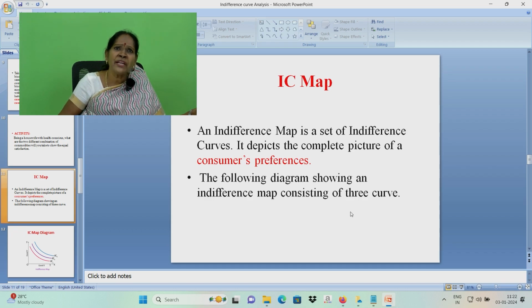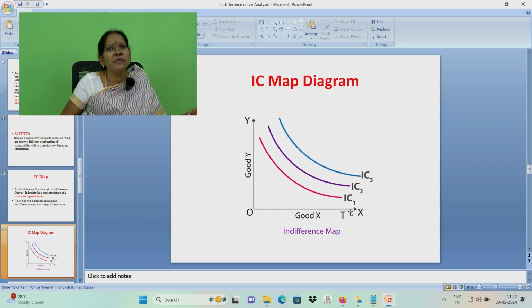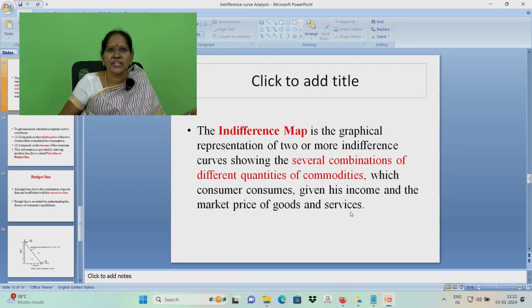What do you mean by an indifference map then? It's nothing but when we have so many curves plotted, that is called an indifference map. This is the map diagram. Indifference 1, 2, 3: we can see that indifference curve 1 gives less satisfaction, 2 gives better, more satisfaction, and 3 gives the highest satisfaction.